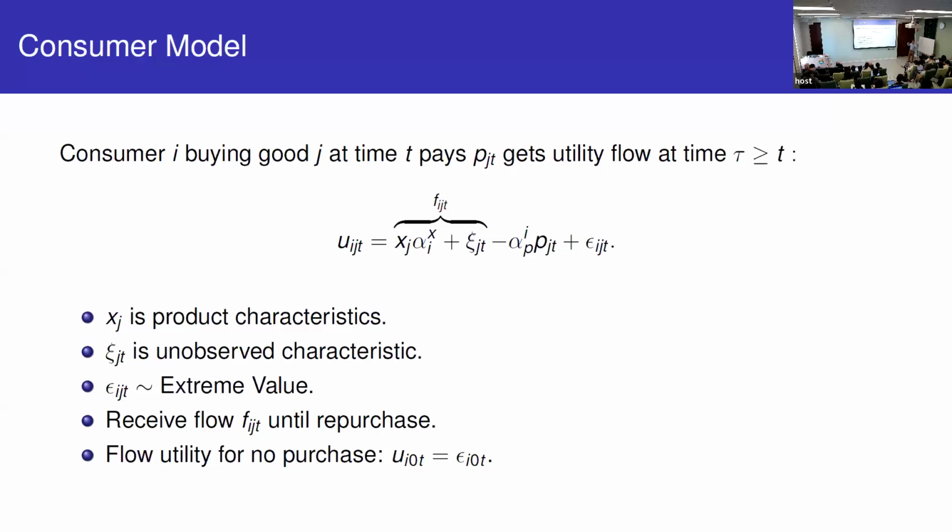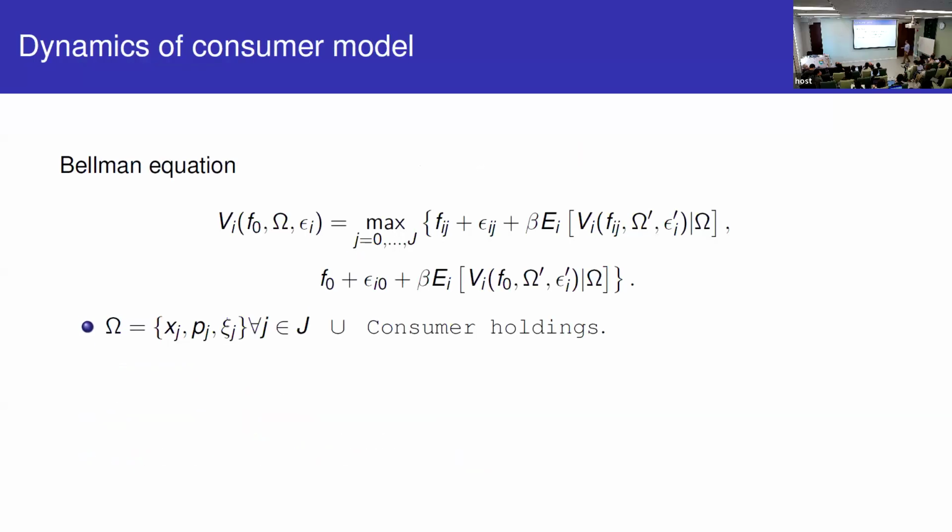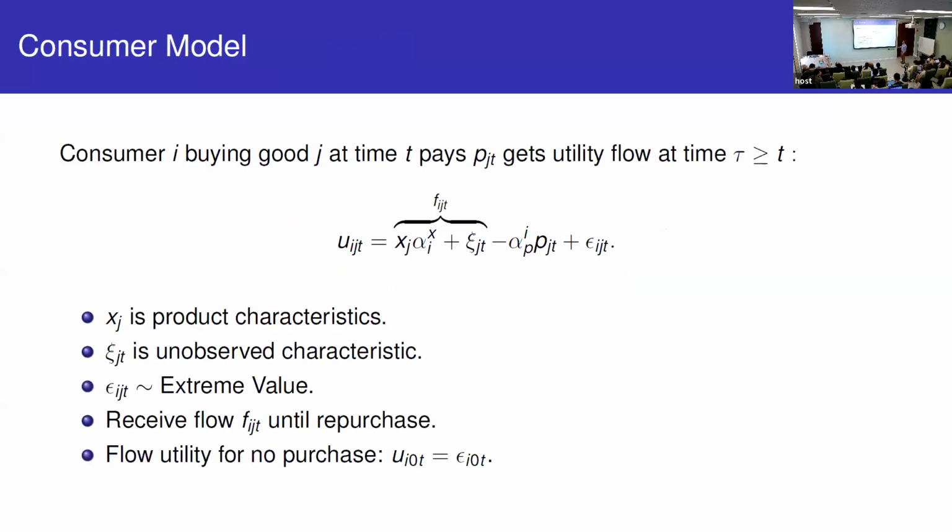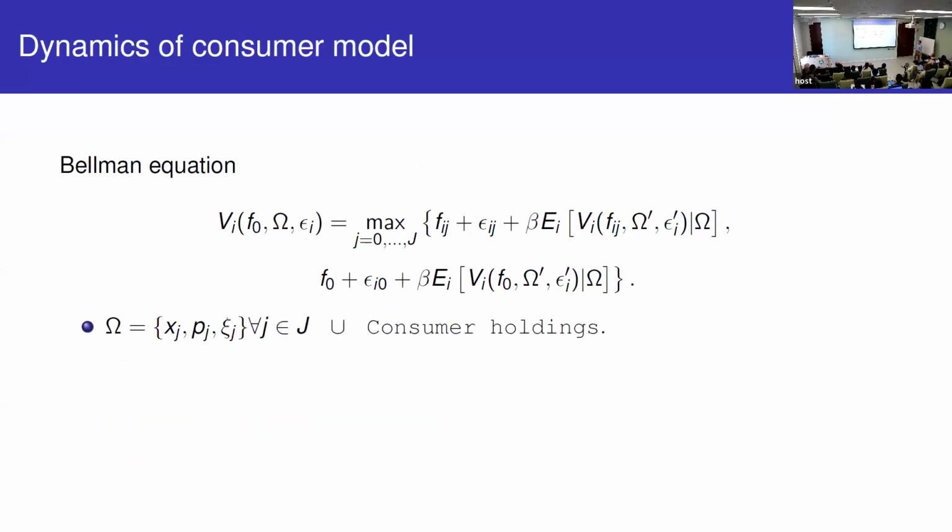And you can imagine that once you've bought the product, the consumer immediately forgets whether it's a Sony or whatever. They don't know anything about the product. They just know how good it is. They just have this scalar value f, and that's going to be their state variable going forward. They'll get this flow utility forever unless they repurchase. Then they'll switch up to a new f, probably higher. Okay, and then there's an outside option as well. So now we can talk about dynamics.